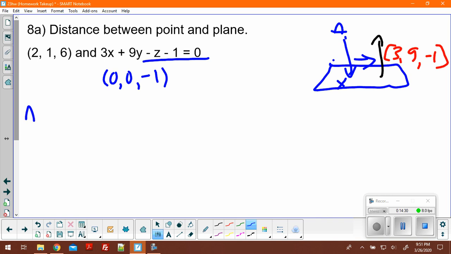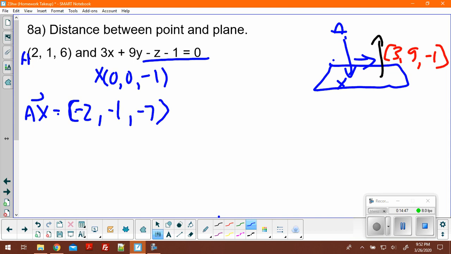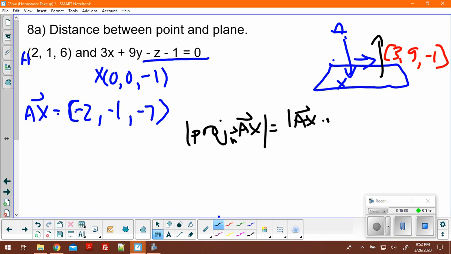Okay, so for my vector from a to x, this is my x, this is my a, so 0 minus 2, -2, -1, and -7. Okay, so projection of ax onto n, and its magnitude is equal to the magnitude of the dot product.